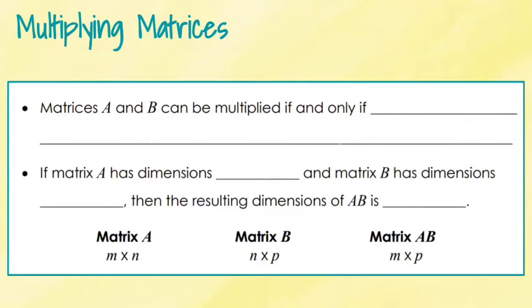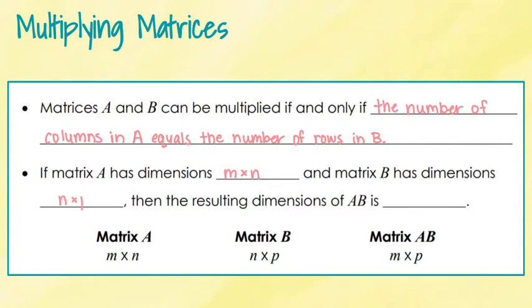When we multiply matrices, they can be multiplied if and only if the number of columns in A equals the number of rows in B. So if matrix A has dimensions m by n, and matrix B has dimensions n by p, then the resulting dimensions of AB is m by p.